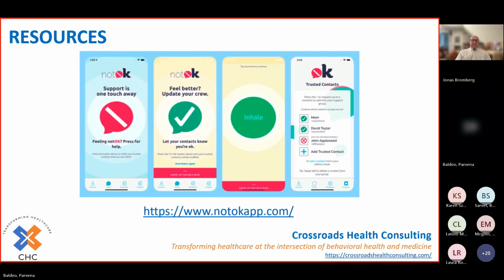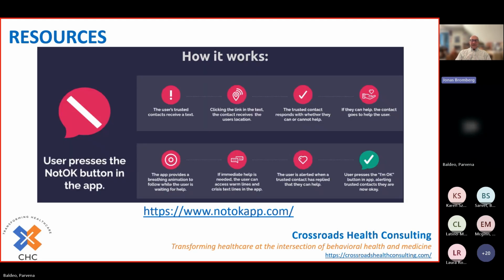Next. And this is kind of a cool app, the Not Okay app, which is a way for patients to alert a trusted contact. One more click, please. So basically, this app takes you through a process of the patient sending out an alert to their trusted contacts, the contacts being able to acknowledge that and make contact with the patient.